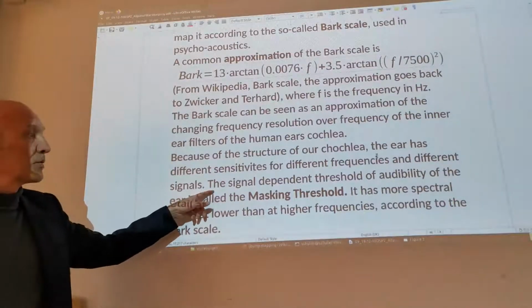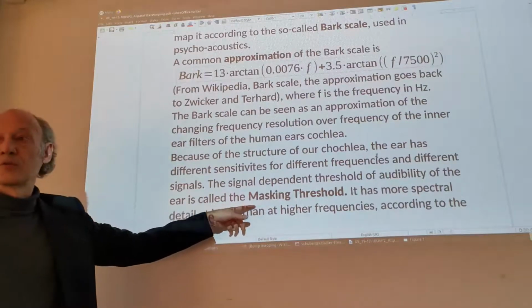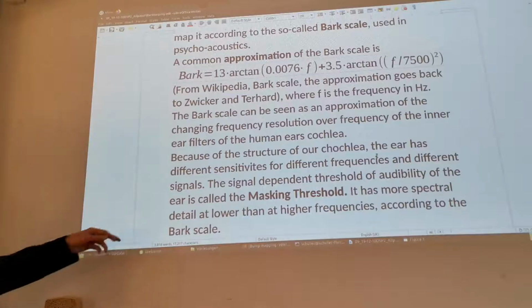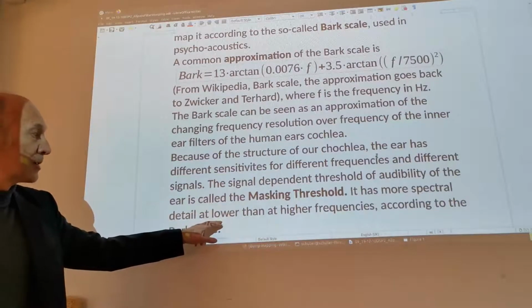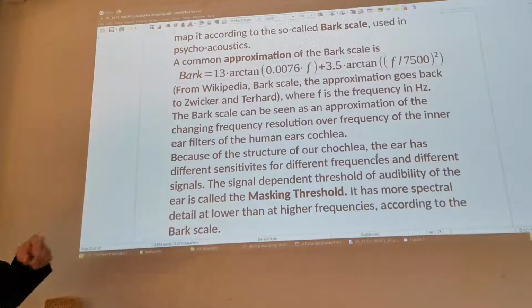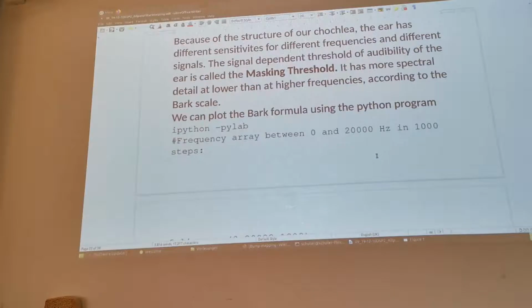The signal-dependent threshold of audibility of the ear is called the masking threshold. So anything below the masking threshold is inaudible. Anything above this threshold becomes audible. The ear has more spectral detail at lower frequencies than at higher frequencies, according to the Bark scale. That's because the ear has a better frequency resolution at low frequencies.